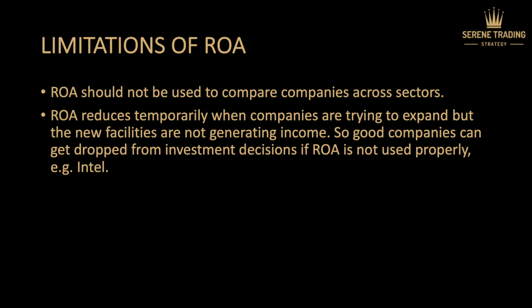Because even when the plants are ready, it takes some time to design the chips, produce the chips, and then have them marketed out. So for a temporary phase, for a couple of years, you may see that the ROA on such companies is falling. And if you are blindly using ROA as a filter, these companies may get dropped out. So for companies that have historically had good ROAs, if you all of a sudden see a drop in the ROA, see if they are in this growth stage.